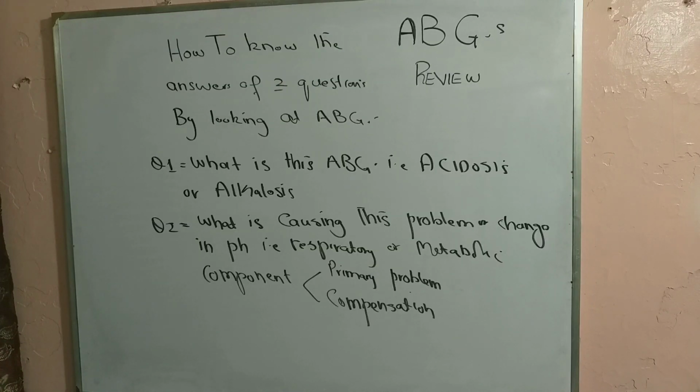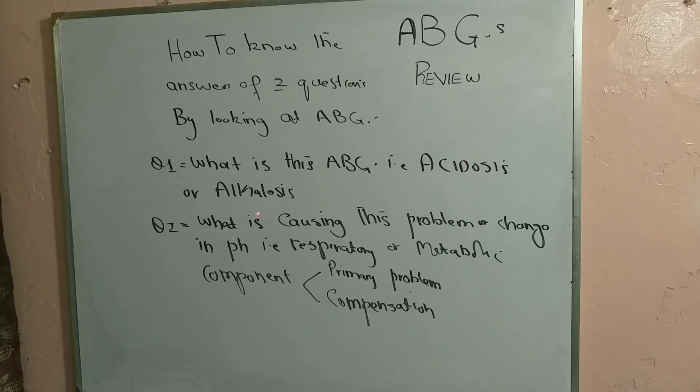Now, by looking at the ABG report of any patient, we should have the answers to two very important questions. Question number one: is this acidosis or alkalosis? And what is causing this change in the pH? Is it the respiratory component or the metabolic component? Whatever is causing the change in the pH will be known as the primary problem, and the other component will try to negate or decrease the effect of that change. That limb will be known as the compensatory limb.